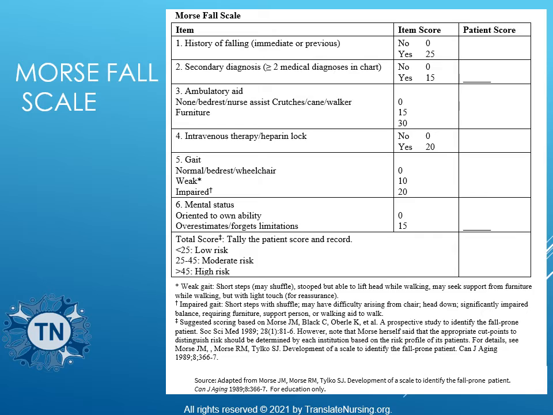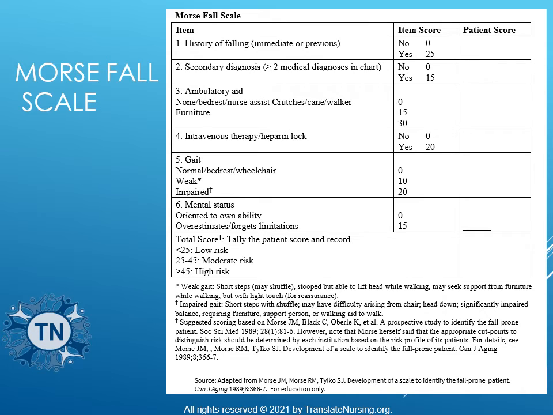Fifth is gait, so we're going to look at normal and bed rest or wheelchair, weak, or impaired. Usually if it's normal or the patient is using a wheelchair, it is 0. If it's weak, we're going to say 10. And if it's impaired gait, then we're going to mark them as 20. Mental status: if the patient is oriented to their own ability, that means 0. But if we see any kind of forgetfulness or overestimation of safety, we will mark this patient as 15.